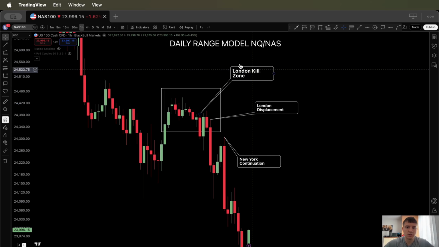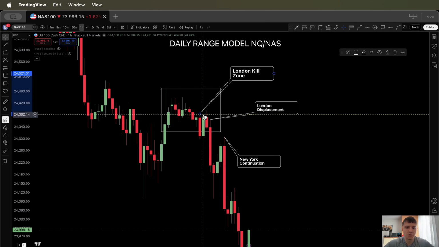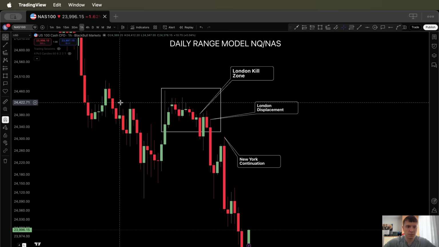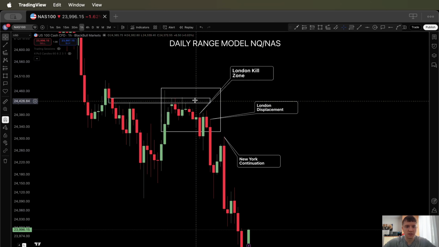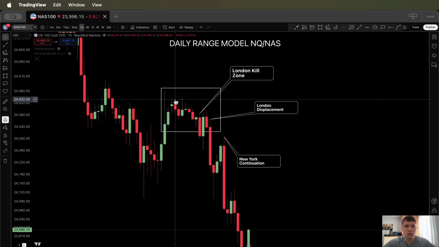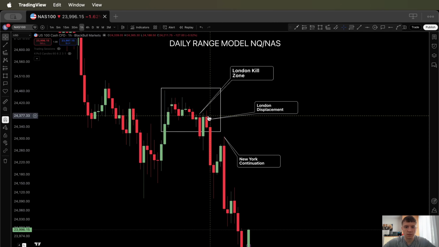We have the London kill zone between 2 and 3 a.m., and as you can see, it doesn't even take the Asia range. We're simply respecting this hourly gap right there that's in the premium. We're simply respecting this hourly premium PD array, and price is just not willing to go any higher. Then we've got the London displacement, which is right here at 5 a.m.